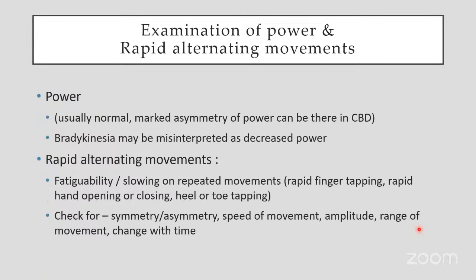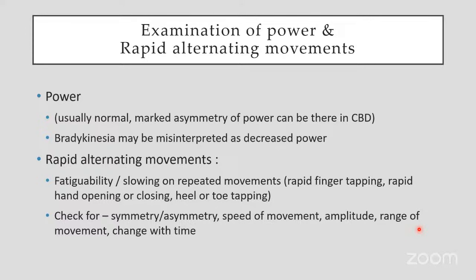For checking the power and rapid alternating movements: power usually will be normal, but there can be an asymmetrical slight reduction in CBD. And bradykinesia may be misinterpreted as decreased power if it's very severe. The rapid alternating movements are checked for fatigability or slowing on repeated movements. We'll be checking three parts: rapid finger tapping, rapid hand opening and closing, and for legs, heel or toe tapping.